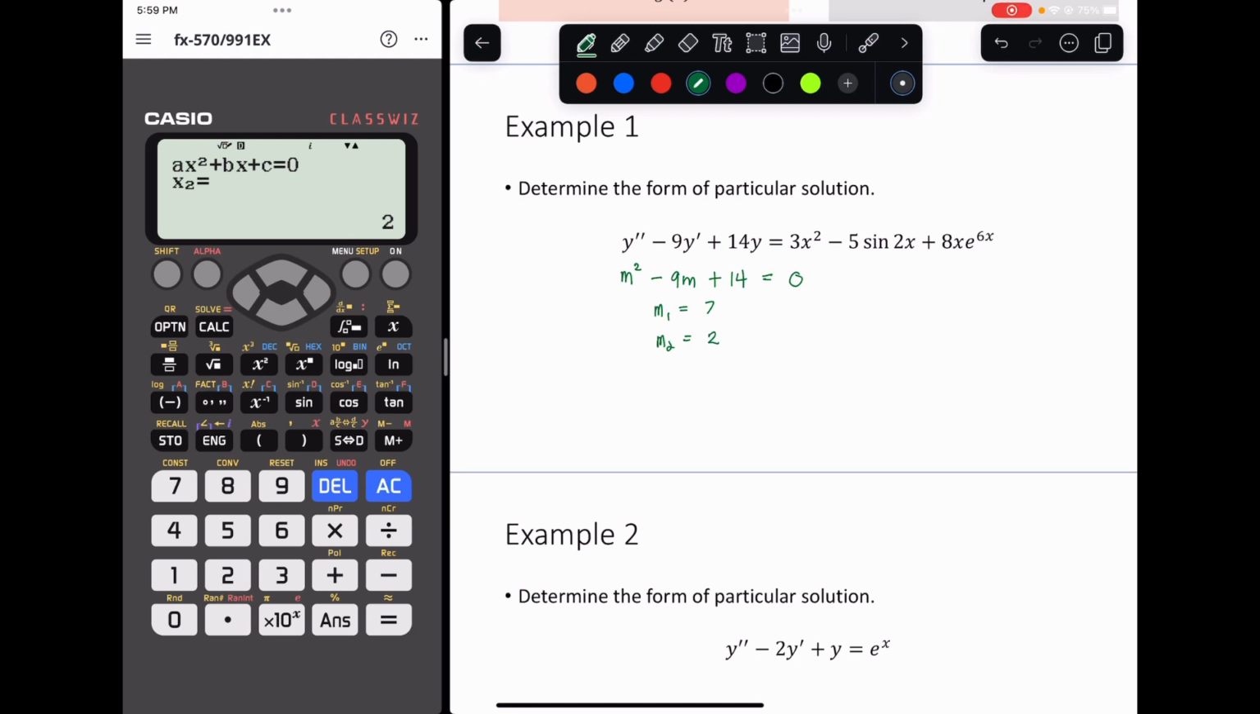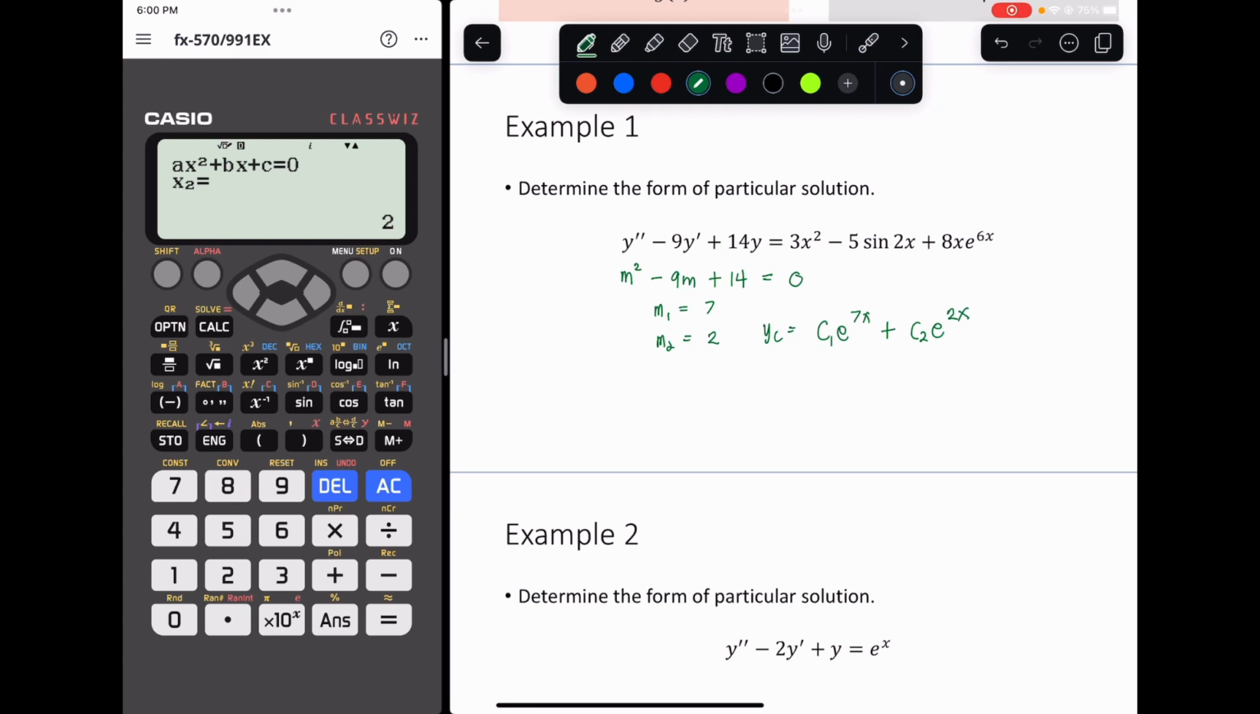So we can now write our solution. Our complementary solution, since this one falls under case 1, that is distinct roots, makes it c1 e raised to 7x, then plus c2 e raised to 2x. So that is our complementary solution: c1 e raised to 7x plus c2 e raised to 2x.